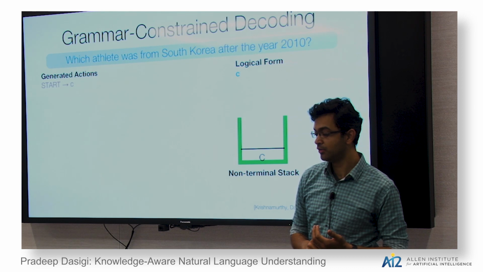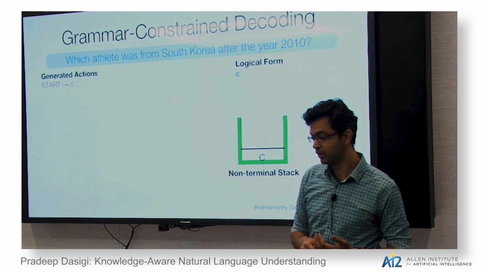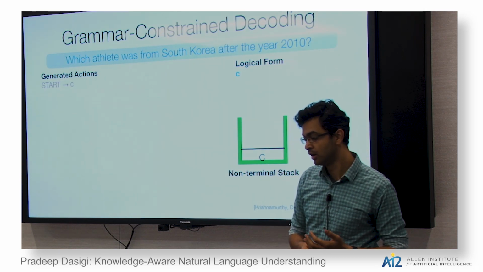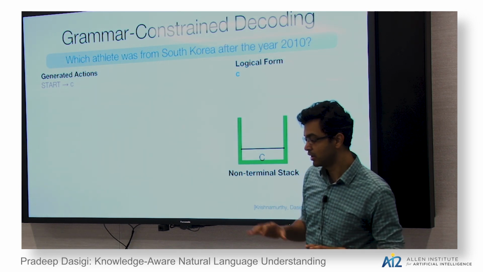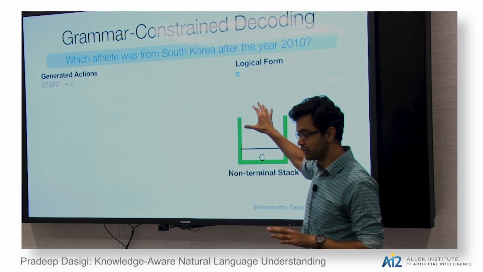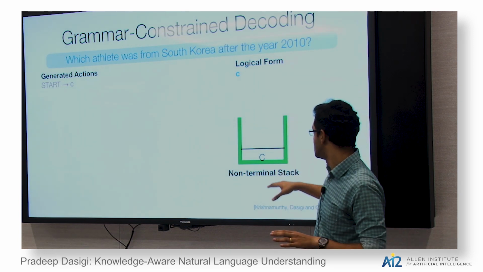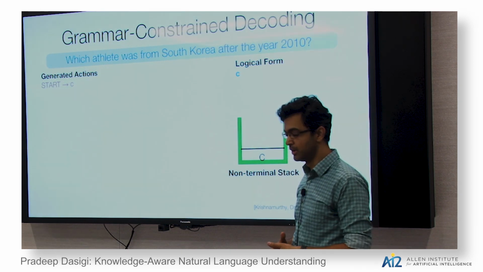Say we are trying to parse this sentence. This is how grammar constrained decoding would work. What I've shown here on the left is a sequence of generated actions, and what I've shown here on the right is a partially formed logical form. And this is a non-terminal stack which keeps track of the non-terminals that still need to be expanded.